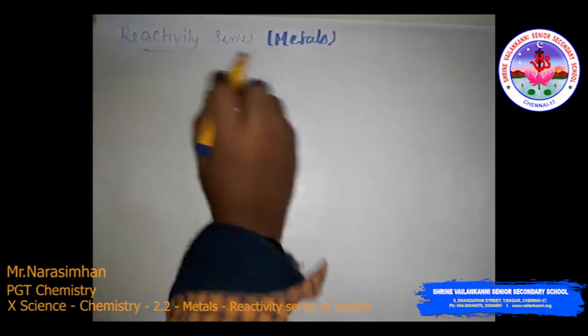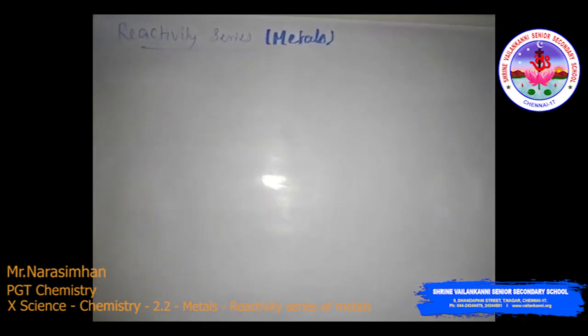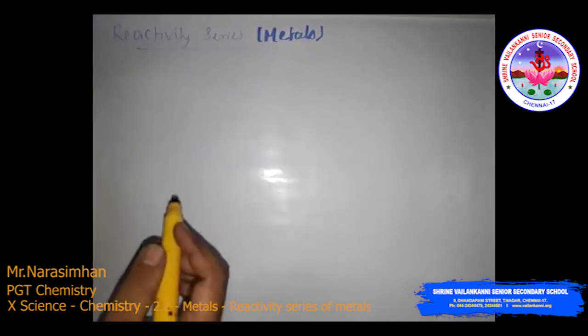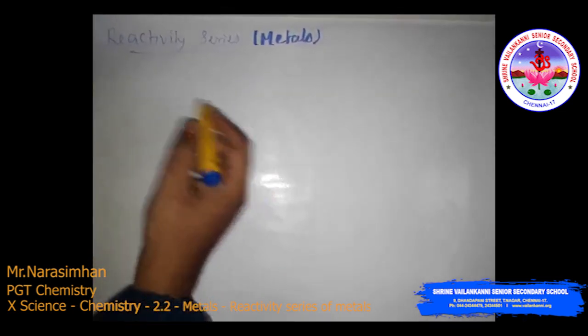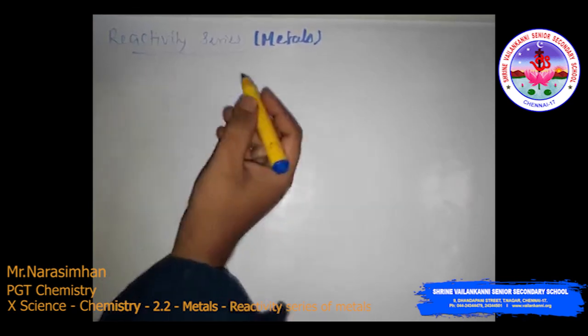See student, the next is the reactivity series of metals, that is the metal reactivity series. That means it is a list of metals arranged in decreasing order of their reactivity.